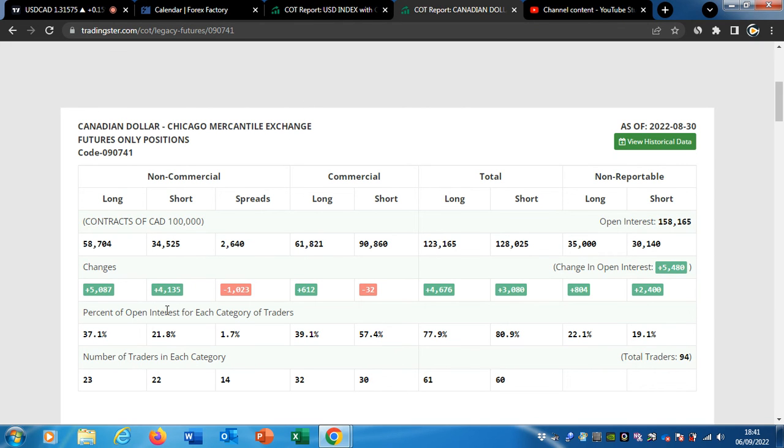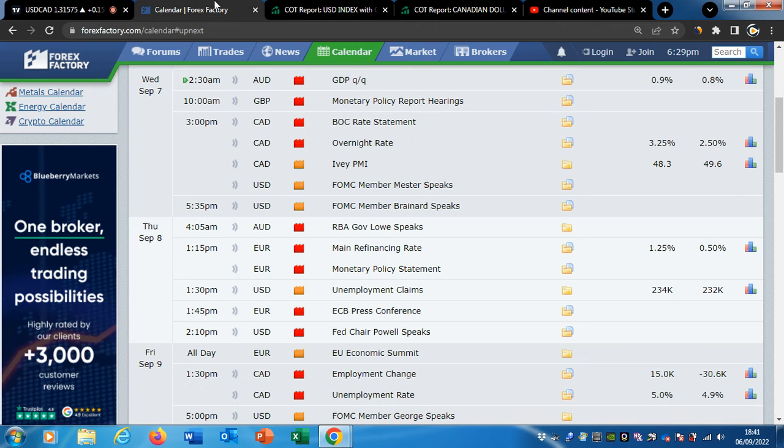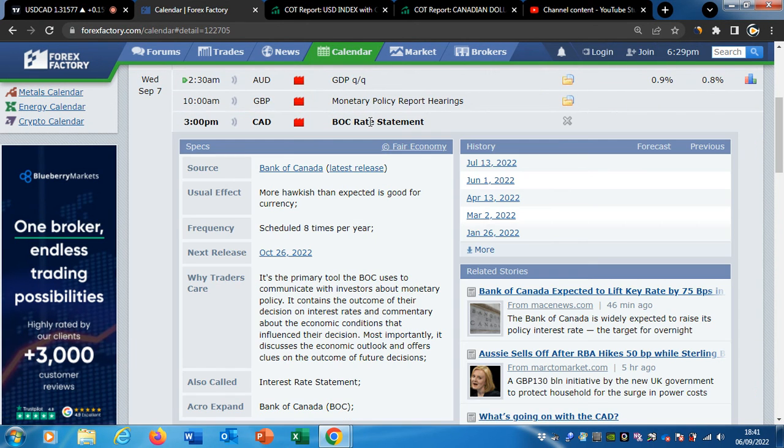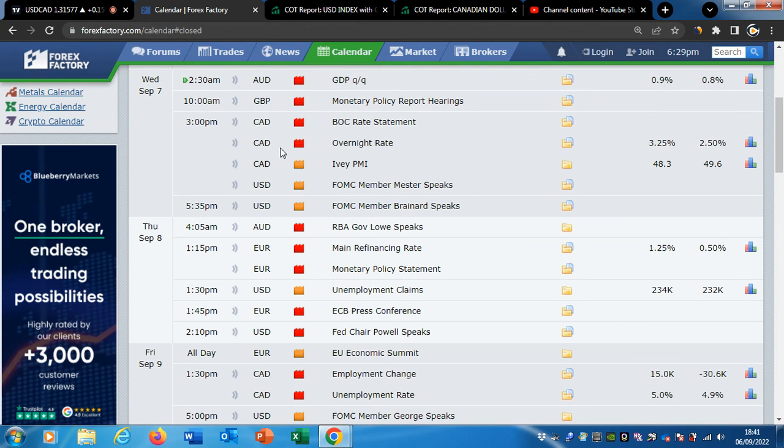Therefore, this can cause a lot of confusion in the market. And we do have news coming out tomorrow, which is Wednesday. We have GDP for the Australian dollar. We have the interest rate statement coming out for the Canadian dollar from the Bank of Canada. All these things are going to cause the market to be in very high volatile momentum. This is at 3 p.m. tomorrow, UK time, and we have Powell speaking on Thursday. We have a lot of news coming out with the euro.